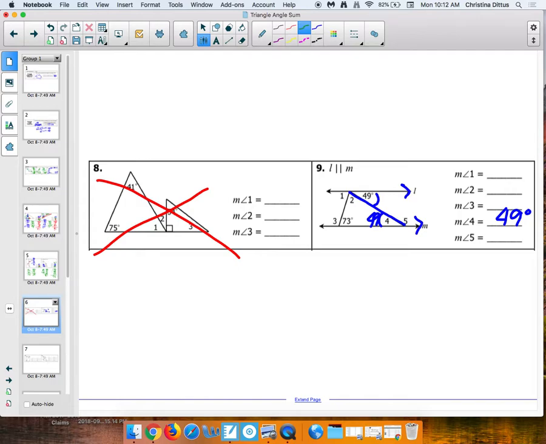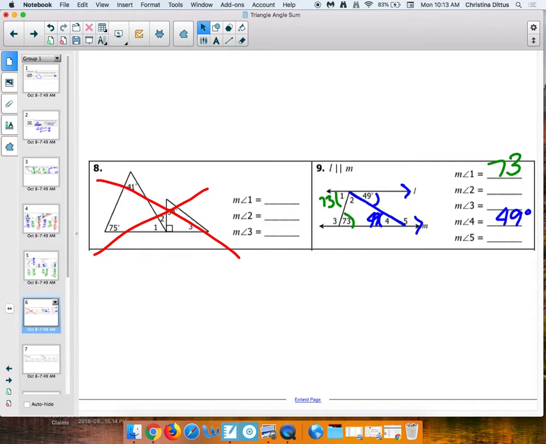Angle 1 and 73. Angle 1 has to be 73 because they are alternate interior. No, because this is flipped upside down, isn't it? If you ignore this side, these two are on the opposite side, but they're both inside your lines. No, just these two are the same.